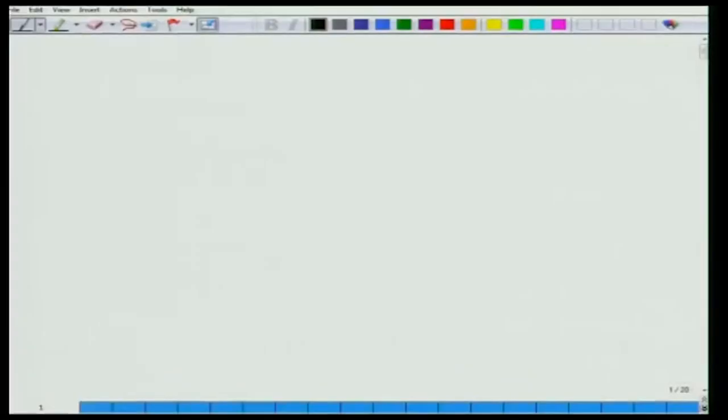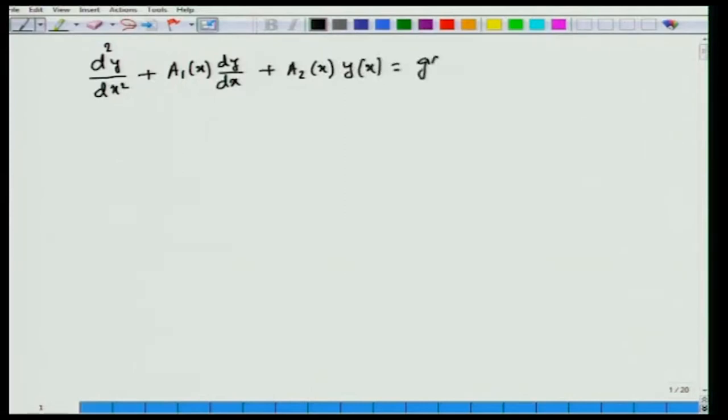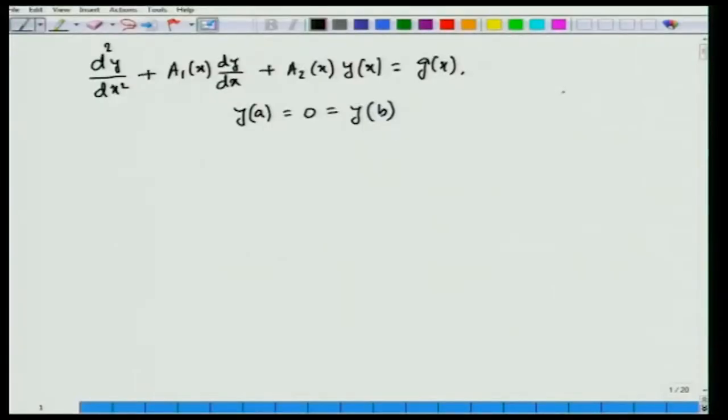So, the equations we are going to consider are of this type, that is d2y/dx2 plus a1(x) dy/dx plus a2(x) y(x), this is equal to g(x), with the associated boundary condition that we have discussed in the last lecture, of this particular format. And you can recall, if g(x) equal to 0, then this second order linear boundary value problem can be converted into Fredholm integral equation of homogeneous type. And if g(x) is a non-zero function, which is defined over the closed interval [a, b], then it can be converted into a Fredholm integral equation of second kind, which is a non-homogeneous linear integral equation.